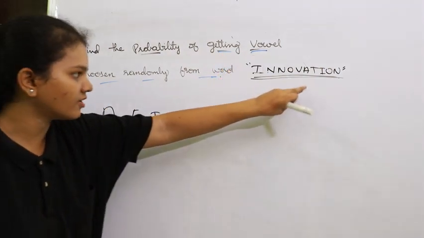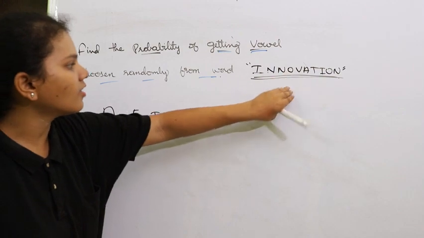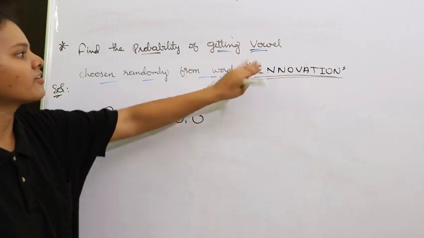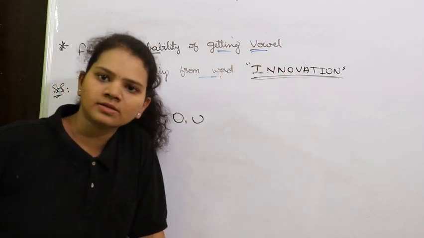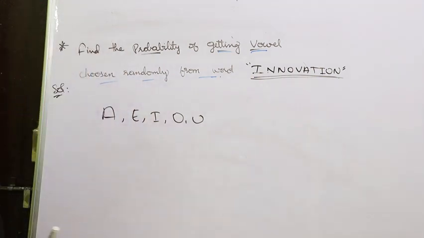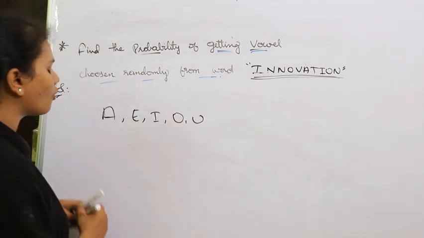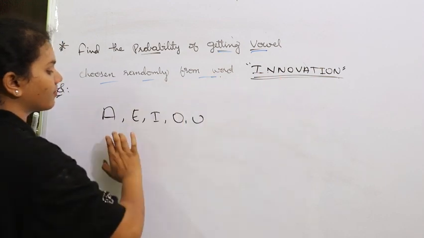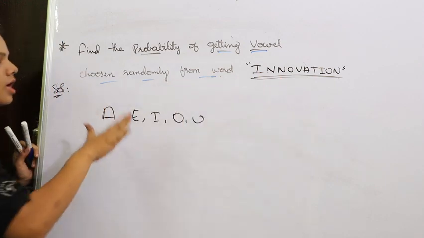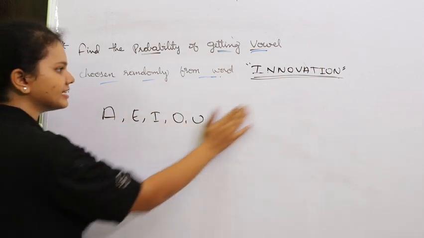So here you have a word. So this is the word. From this word we want the probability of getting a vowel. Vowel letters. Okay. So let us find out here. What are the vowels present in this given word? The question is here. What are the vowels present in this given word?